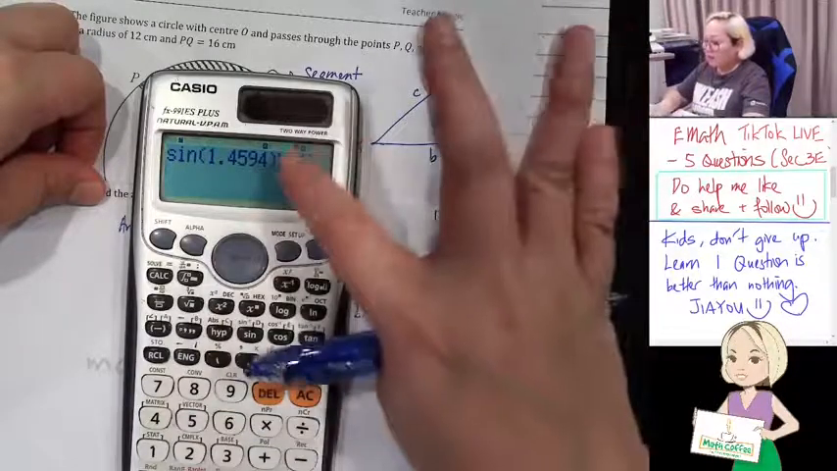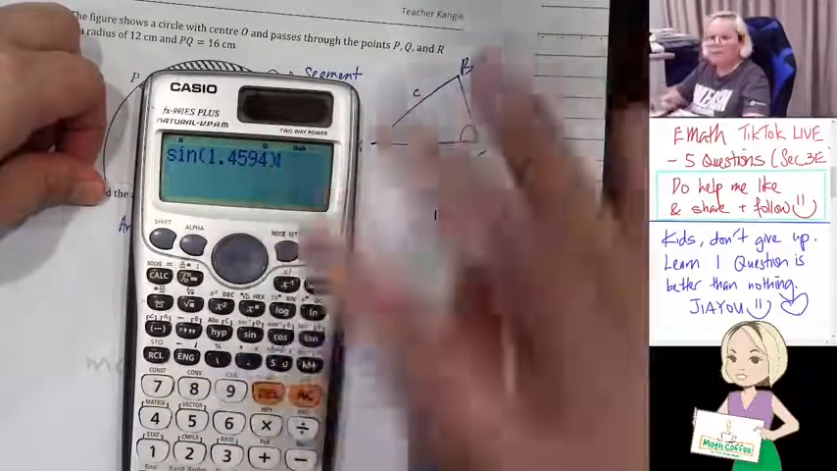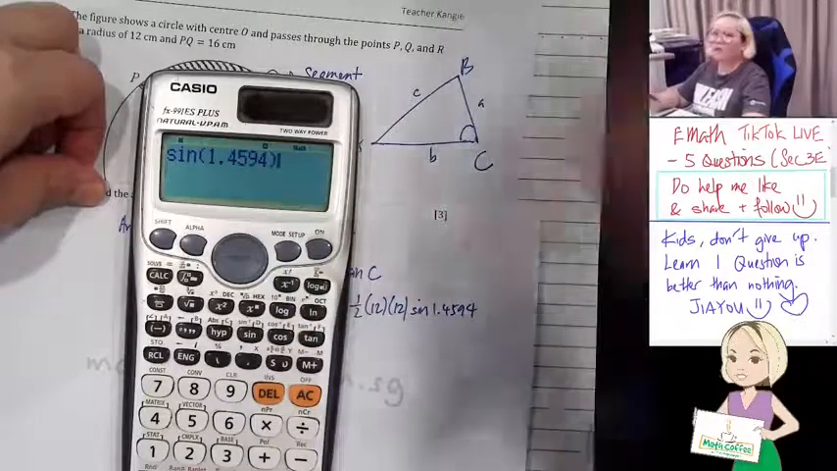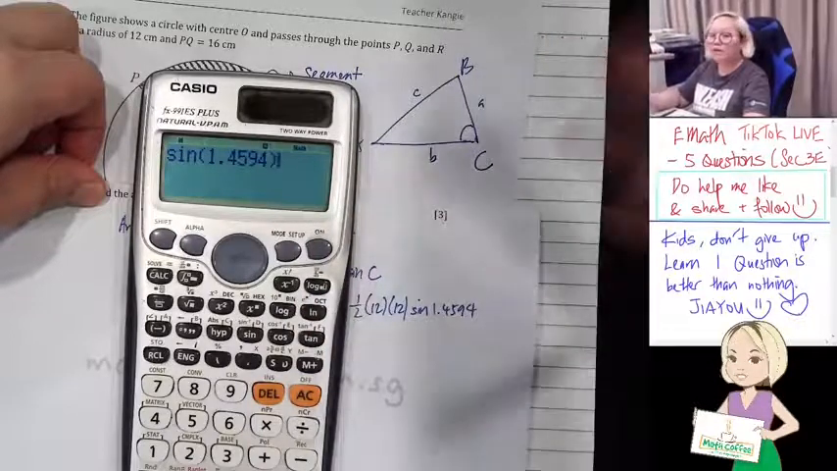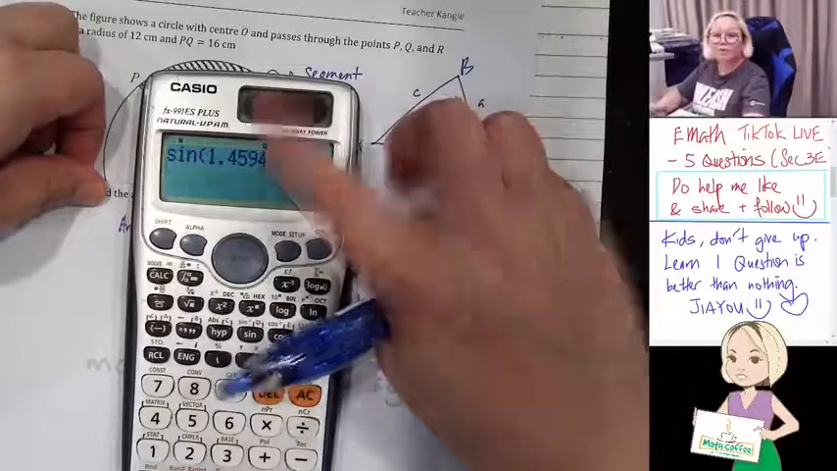If you are in degree mode, you are telling the calculator that this 1.4594 is degree. Then it will work out sine 1.4594 degrees, and you will get the wrong answer. Why? Because the 1.4594 is radian. Over here, because I'm already in radian mode, no worry.